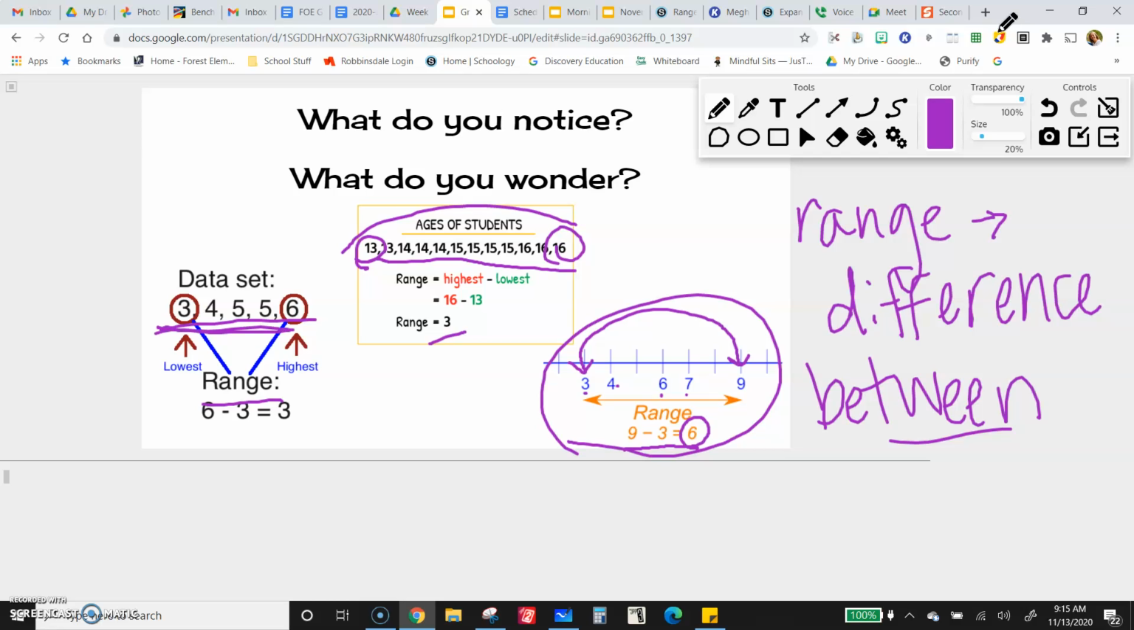Notice we have small numbers, sort of medium numbers, and bigger numbers, and the range can be 3 for all of them. Oh, the range is 6 there. Whew, my brain today. Anyway, the range is 3 for both there, even though the numbers look very different. The range only tells me the difference between the biggest and the smallest.